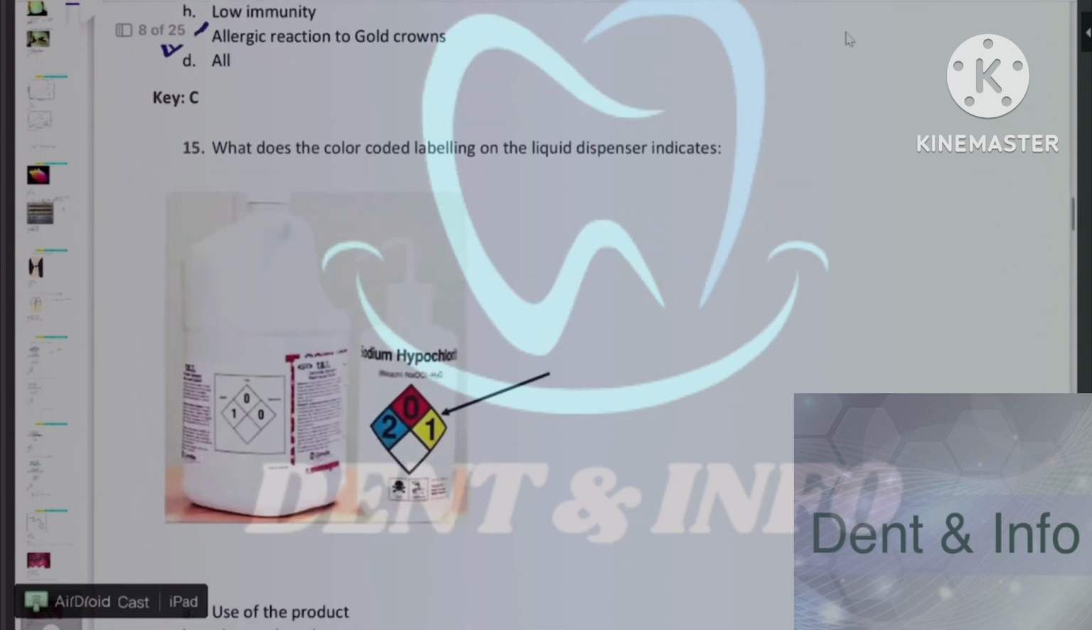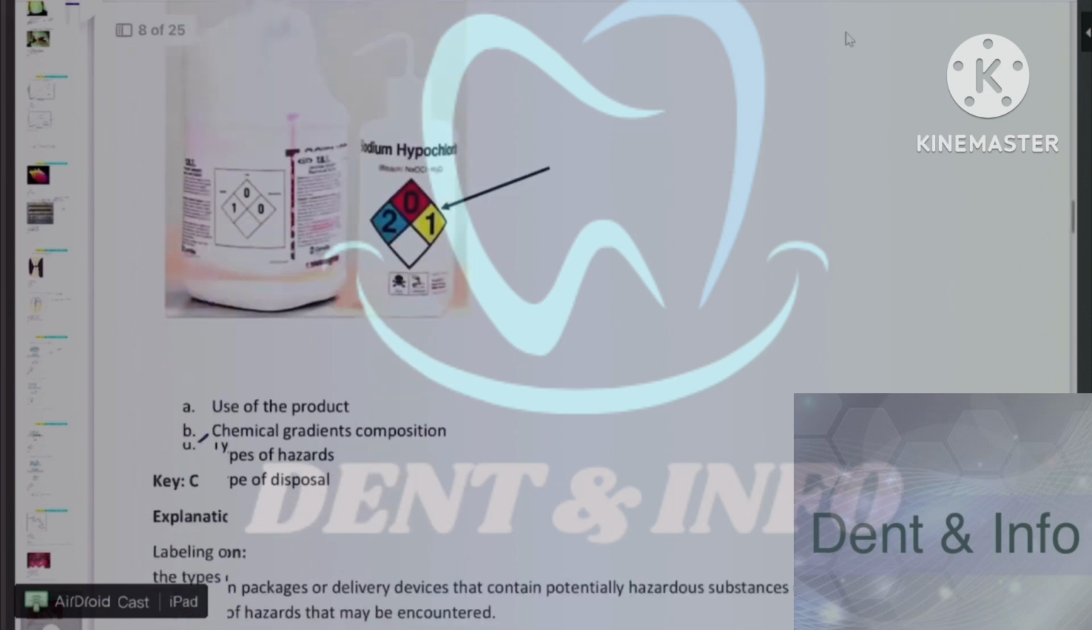Now this is an interesting question. What does the color coded labeling on the liquid dispenser indicate? Anyone? Question number 15. Answer it fast. Let me check whether the chat is moving. Yeah, it is types of hazard.